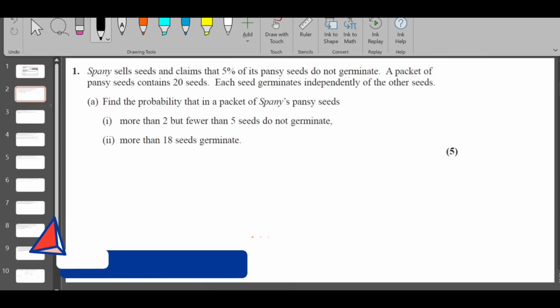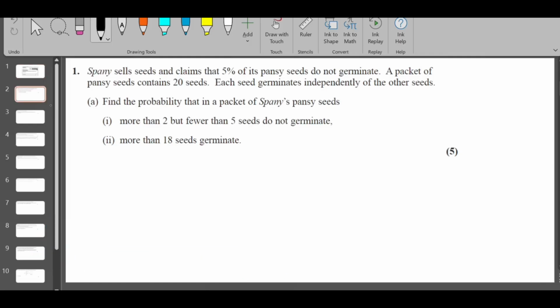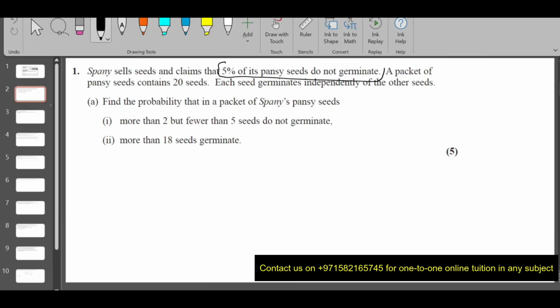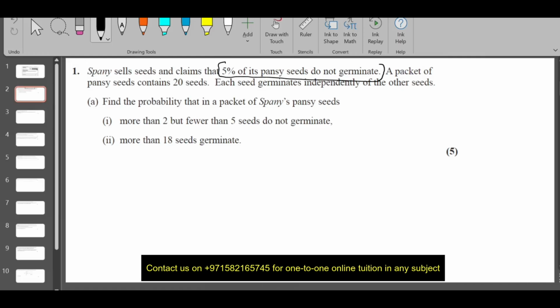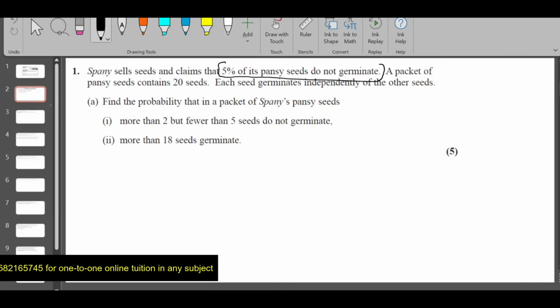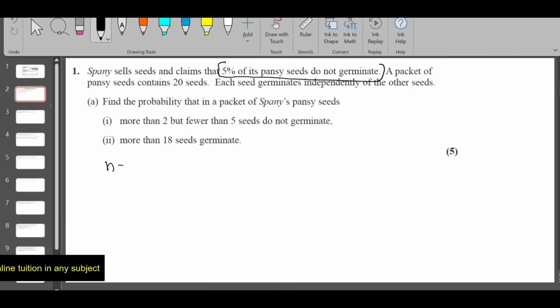Spanish sells seeds and claims that 5% of its pansy seeds do not germinate. So that's the percentage of seeds that do not germinate. It can be a probability of success or failure depending on the question, so we need to read the complete question. A packet of pansy seeds contains 20 seeds, N is 20. Each seed germinates independently of the other seeds.